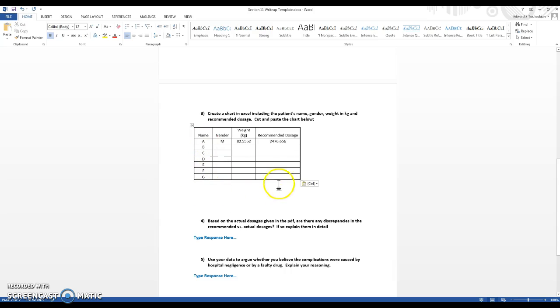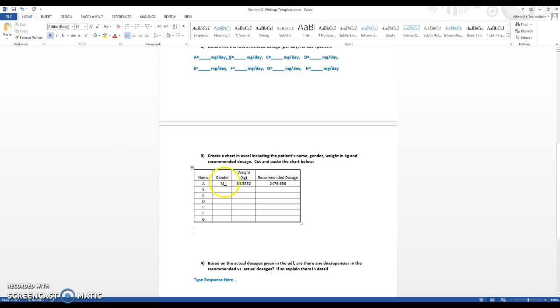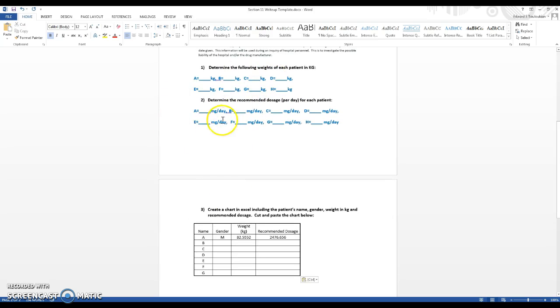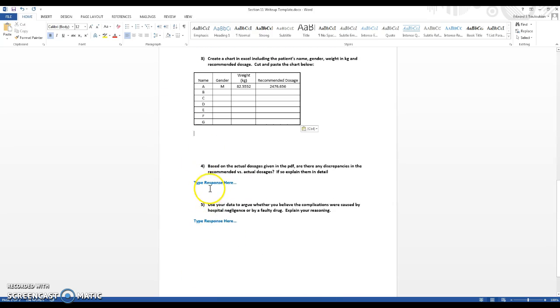That is so much easier than trying to make a table in Word. Making tables in Word is very bad. So make it in Excel, cut and paste it over, fill in these blanks with the data that you got, and answer these two questions, and you should be good to go. So enjoy this assignment.